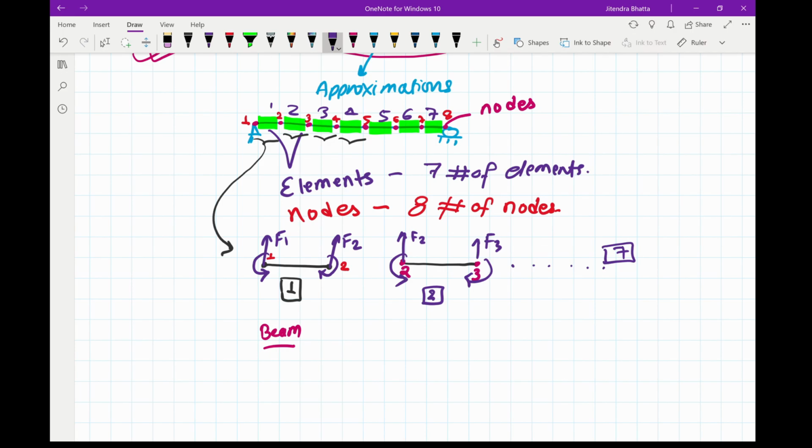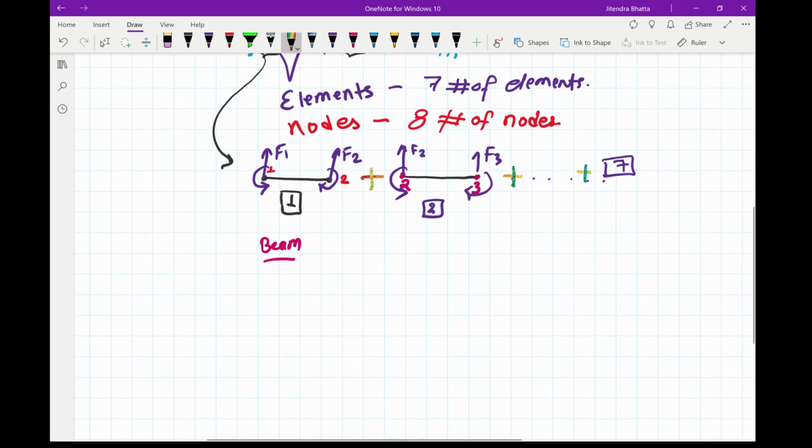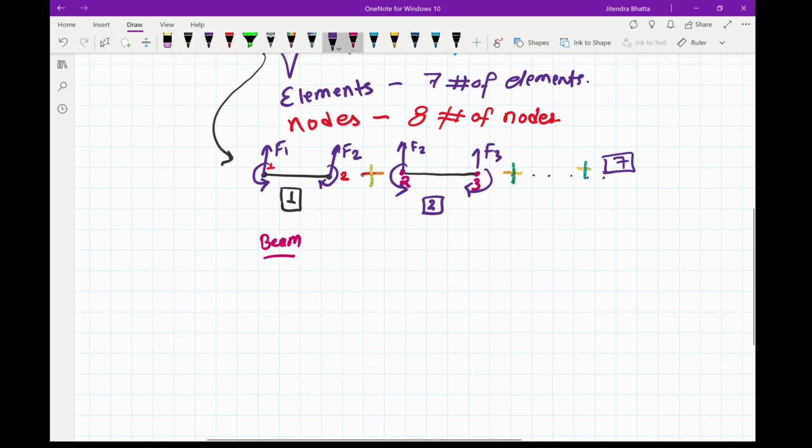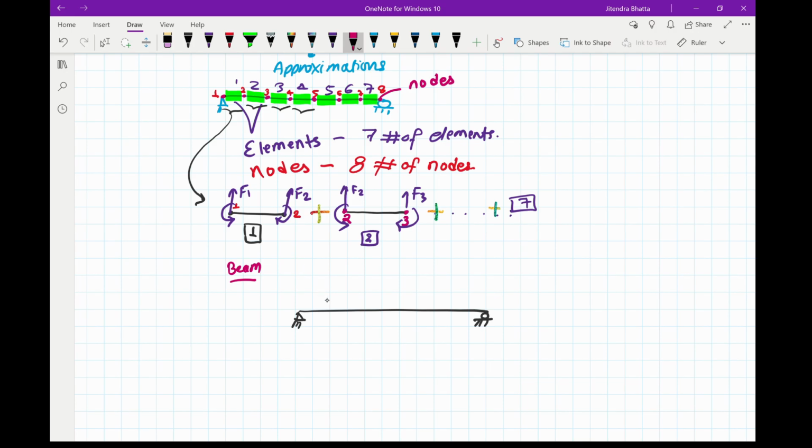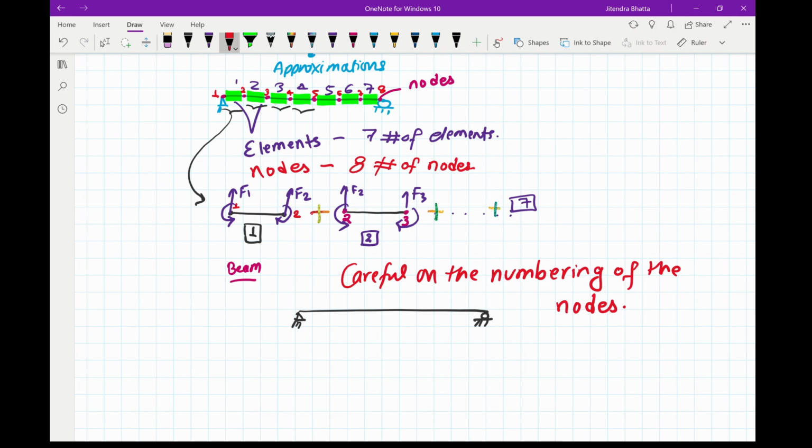And then you combine all of these solutions to obtain your final solution. Now this combination depends upon the numbering of the nodes. So therefore we have to be careful about the numbering of the nodes or the elements. This will be clear once we move into the numerical examples.